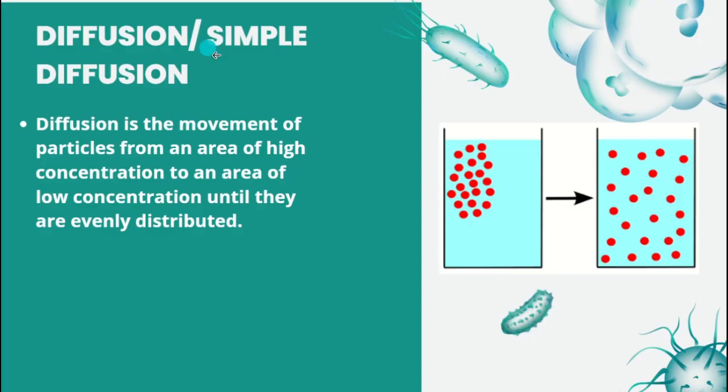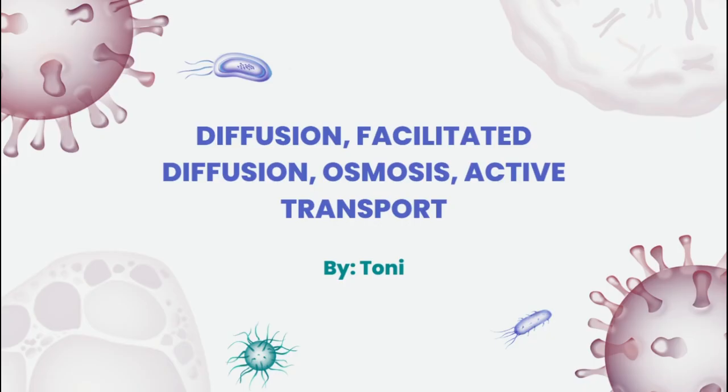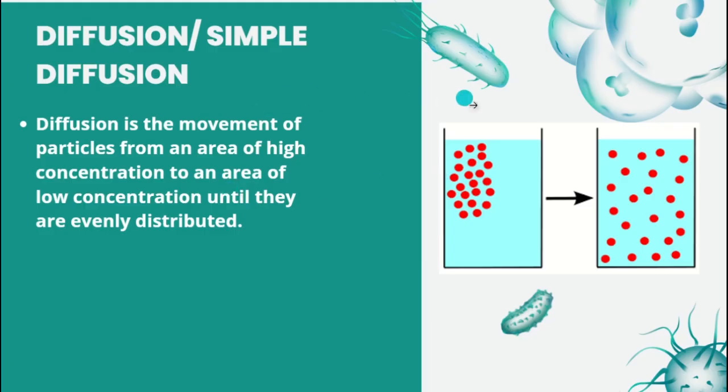Alright, so we're going to start with diffusion. We can either just call it diffusion or simple diffusion, and basically all of these are methods of transport within the cells. All of these help to get stuff across the cell membrane. So diffusion, facilitated diffusion, osmosis, active transport, all of them function to get stuff across our cell membrane, right? We can either call it diffusion or simple diffusion. It's the same thing, basically.